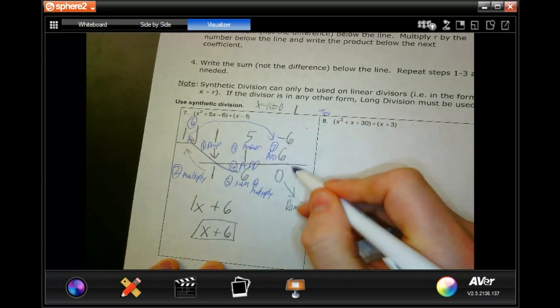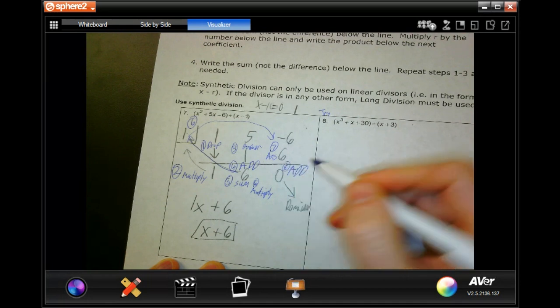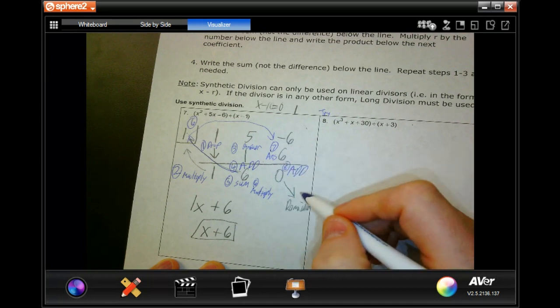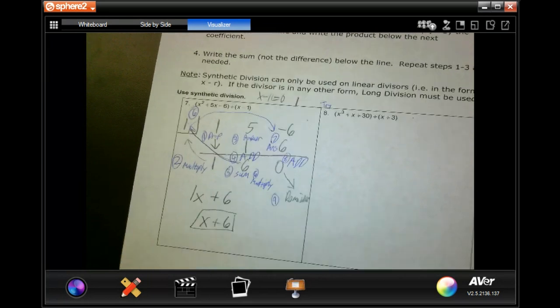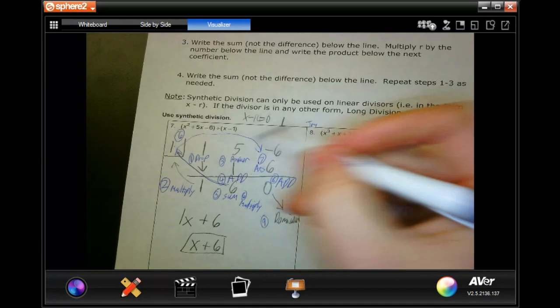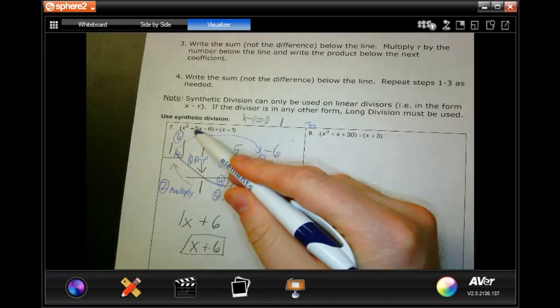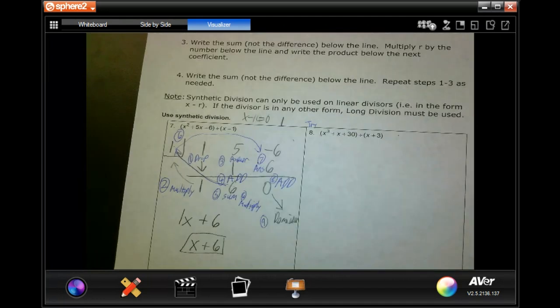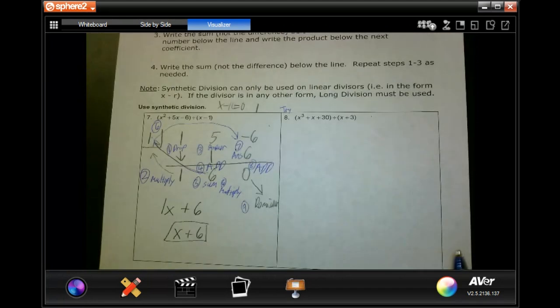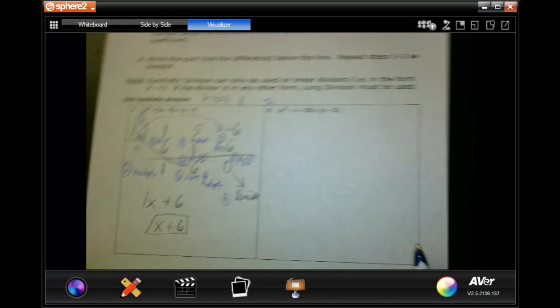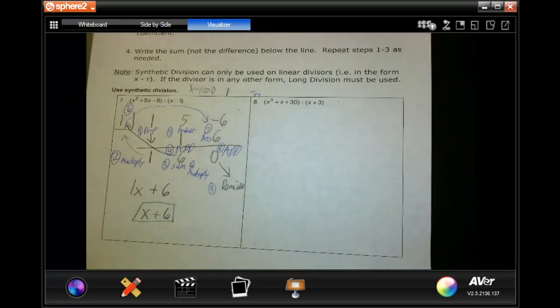And then once again, you add. I can't emphasize that enough. Step 8, you add again. And then you find your remainder. If you want to call that step 9, that's fine. Get your remainder, and you'll see if the original divisor is a factor of this dividend. And our quotient is x plus 6. There's no remainder. Now, I want you to give number 8 a try.